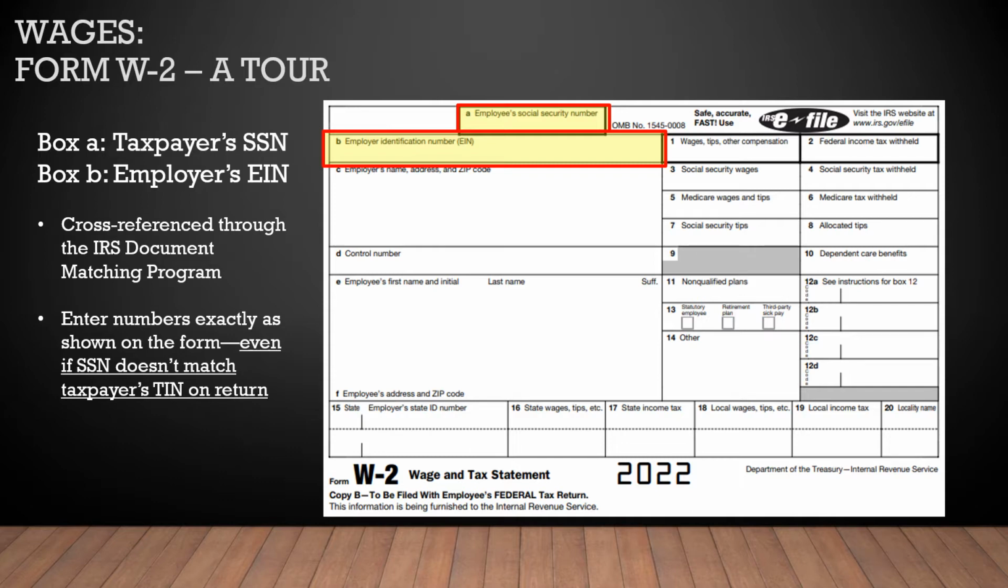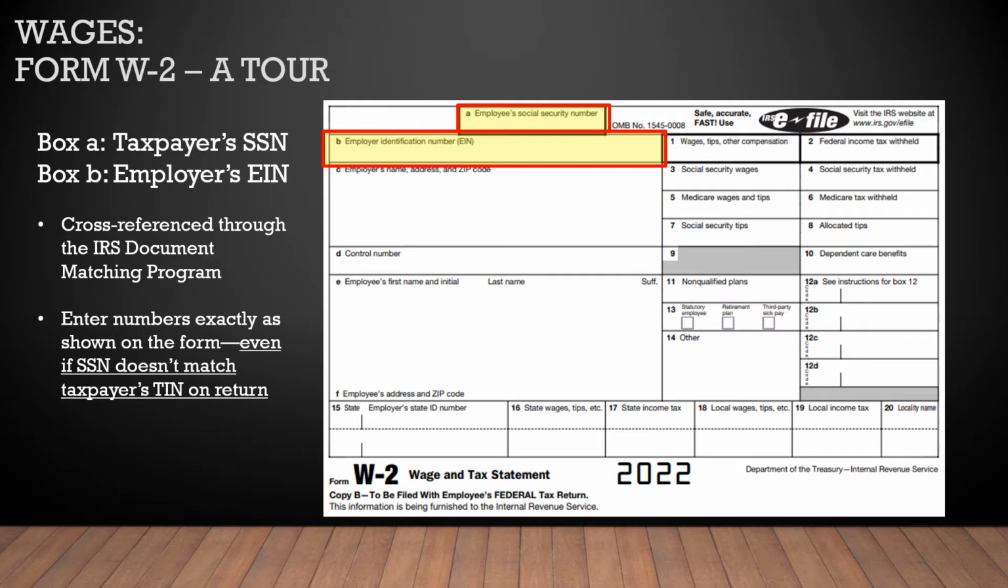So the employer has already reported to the IRS what they have reported to the taxpayer, and the IRS is going to match those documents through software. And if there's a mismatch, then our taxpayer is going to get a letter from the IRS wondering why there is a mismatch. So always, always, always report things exactly as they are on the W-2.